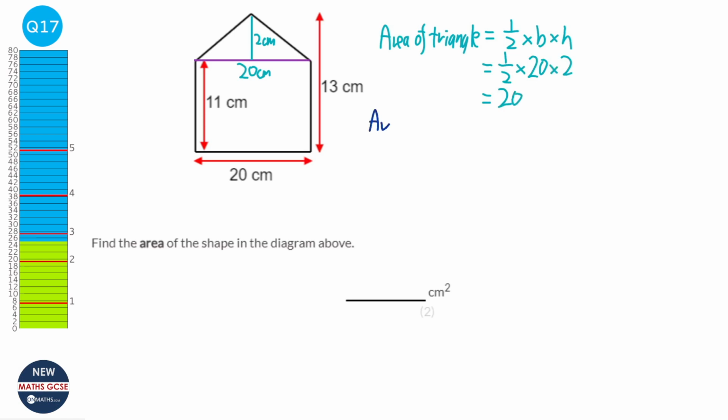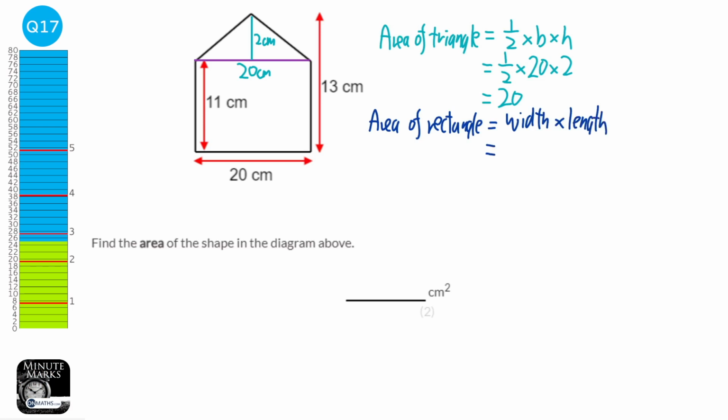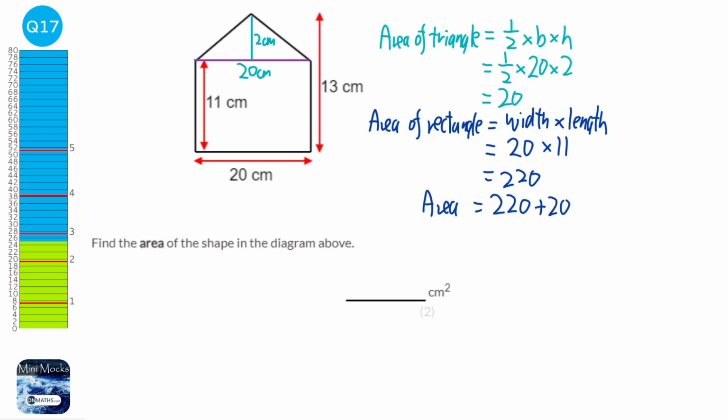Now let's work out the area of the rectangle. That's just going to be the width times the length. Width is 20. The length is 11, so that would be 220. Then to work out the total area of the whole thing, we're just going to add those together. So 220 plus 20, which is 240. The units are all in centimetres, and so the area units will be centimetres squared.